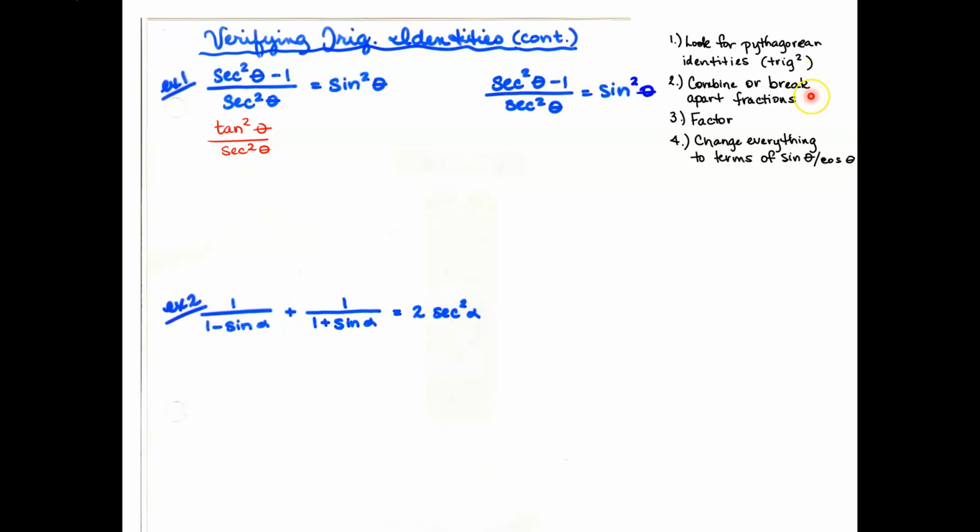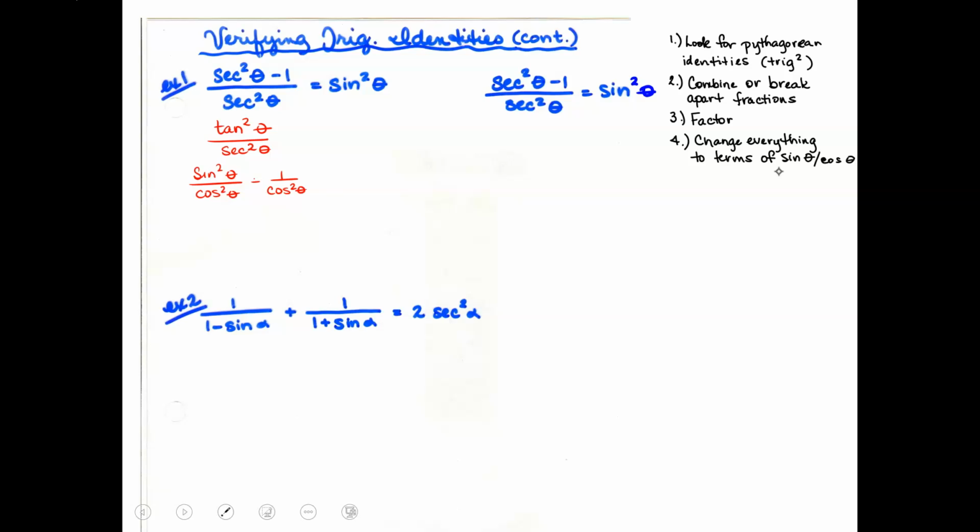Step number 2, do I have any fractions that I could combine or break apart? No. Step number 3, factor. If I were to put an x in for tangent and a y in for secant, I'd have x squared over y squared. There's no way to factor that. So I'm going to change everything to terms of sine and cosine. So remember that tangent is sine over cosine and secant is 1 over cosine.